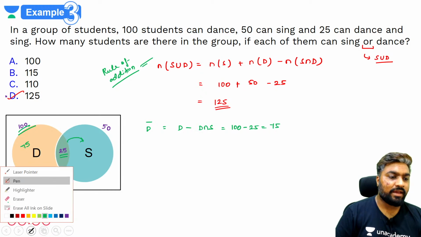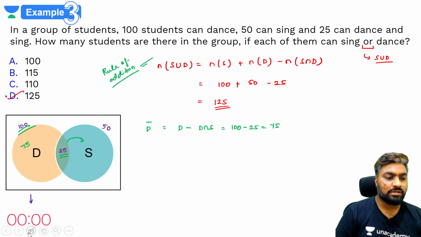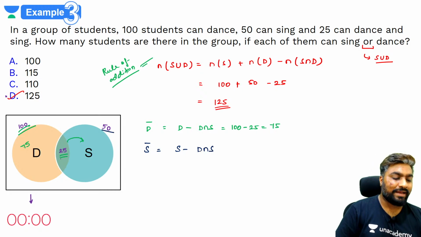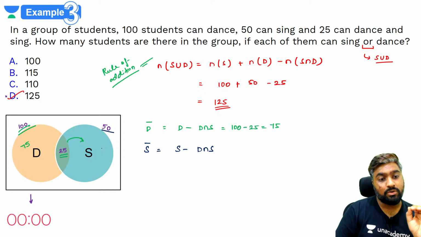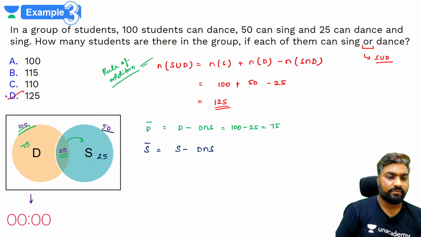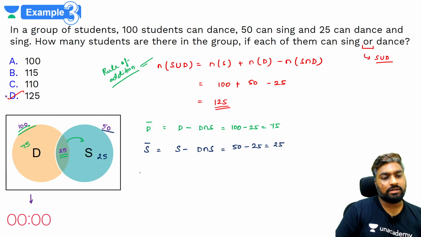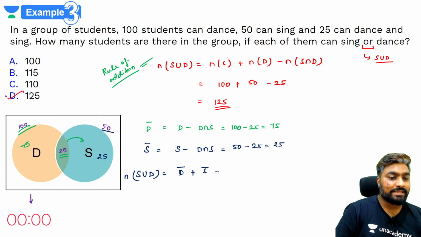Yes. Same way, if I find out the complement of this, only S. Only singing will be what? People who can sing minus people who can do both. So out of 50, if 25 can sing and dance, then people who can only sing will be what? Remaining 25. Yes or no? 50 minus 25, 25. So my union set will be what? Sing union dance. Number of terms in that is going to be what? People who can only dance plus people who can only sing plus the intersection of dance and sing.